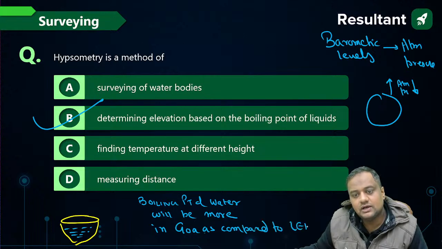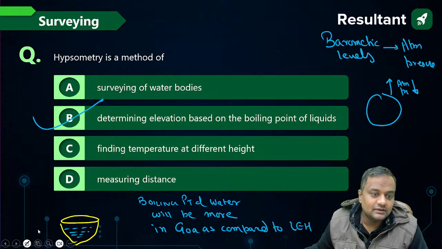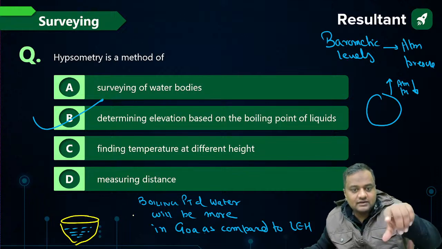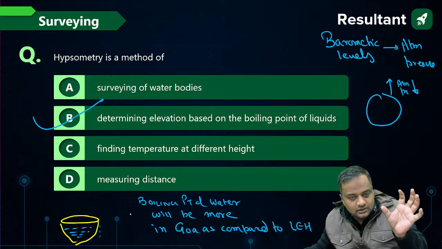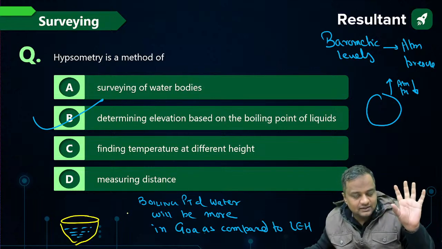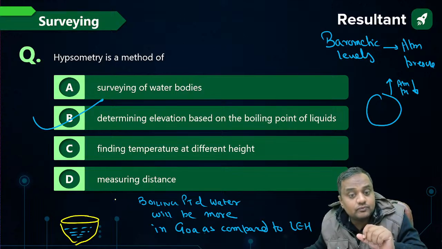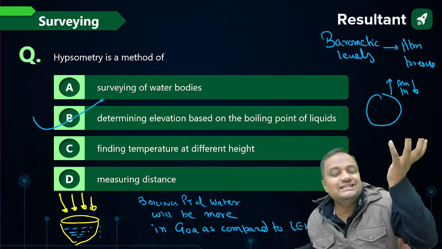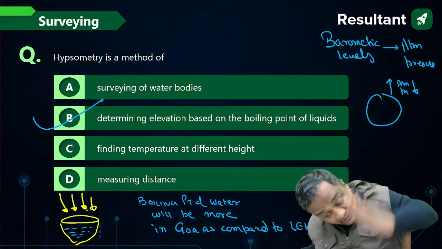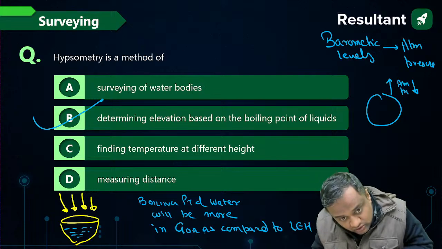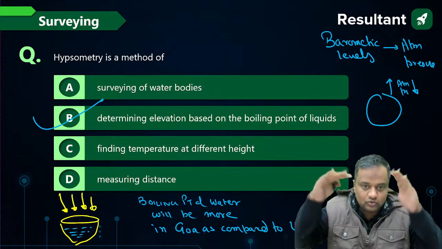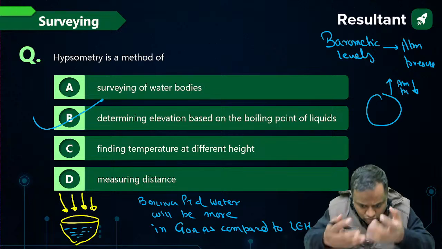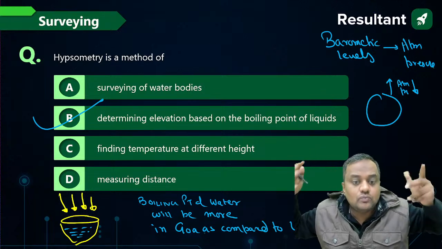As compared to Shimla or Leh. Now guys, see, when you are boiling the same temperature of water, in the same container and everything same, why is the boiling point more in Goa? Because in Goa atmospheric pressure will be more, so vapors cannot come easily. Vapors are not easy to come from the surface with more atmospheric pressure. So you have to provide more heat so that vapors can come above. So the boiling point will be more in Goa.